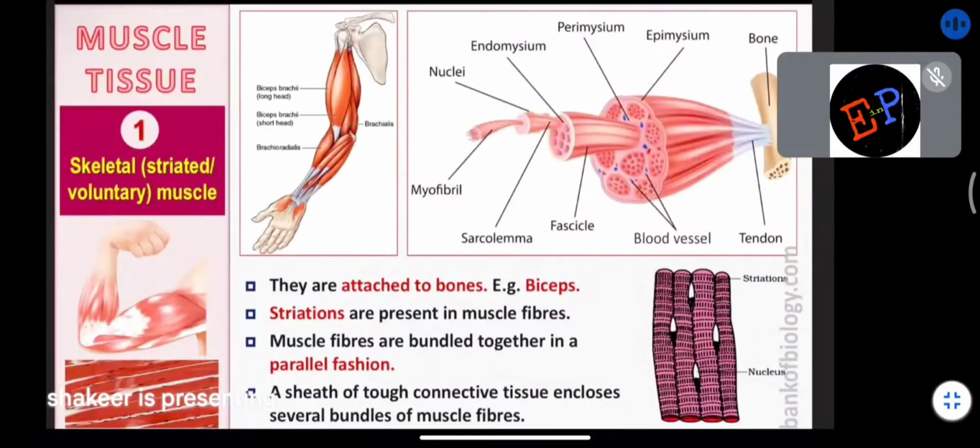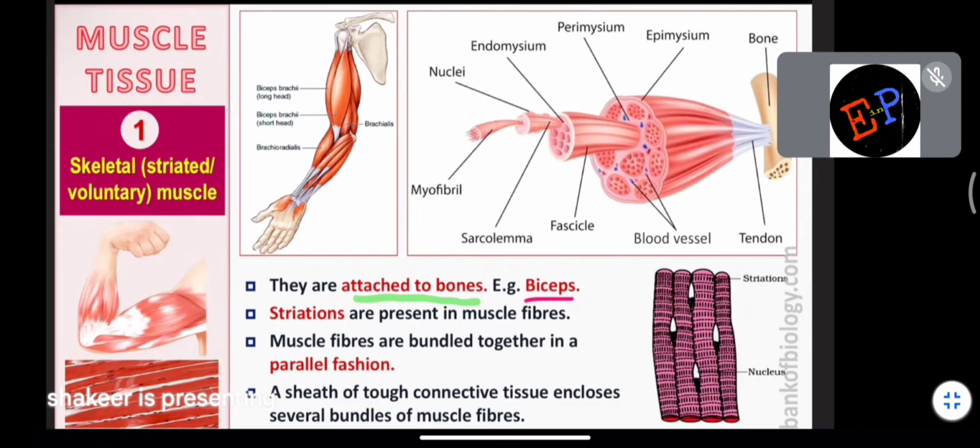The first muscle which we are studying is skeletal muscle, or you can call it a striated muscle. In the name only you can understand: skeletal muscle means all these muscles are attached to your bones. All the muscles are attached to your skeleton. That is why they are called skeletal muscles. Clear? So they are attached to bones. Examples are biceps, triceps, the muscles connected to the bones of your limbs; all of them are called skeletal muscles.